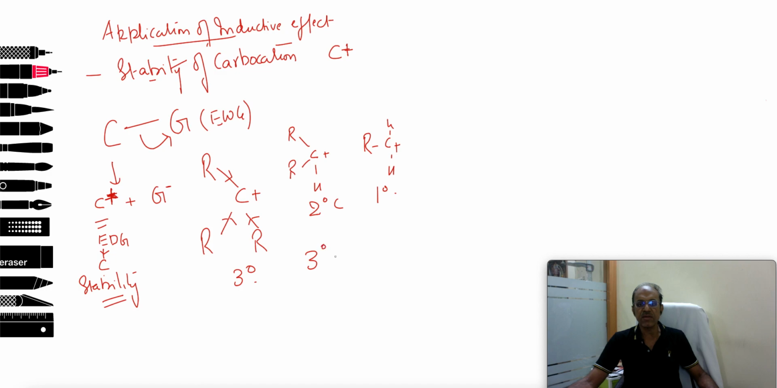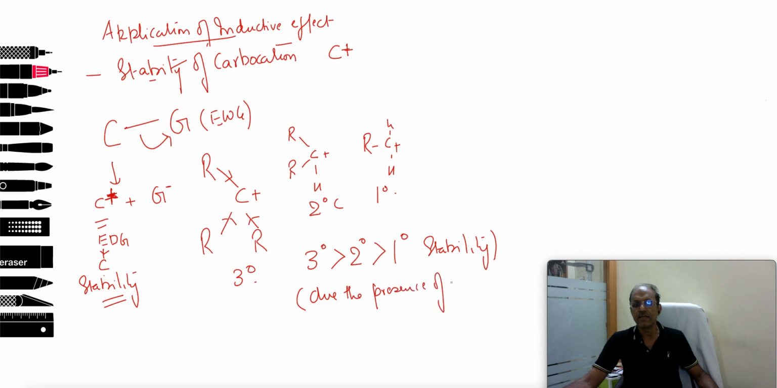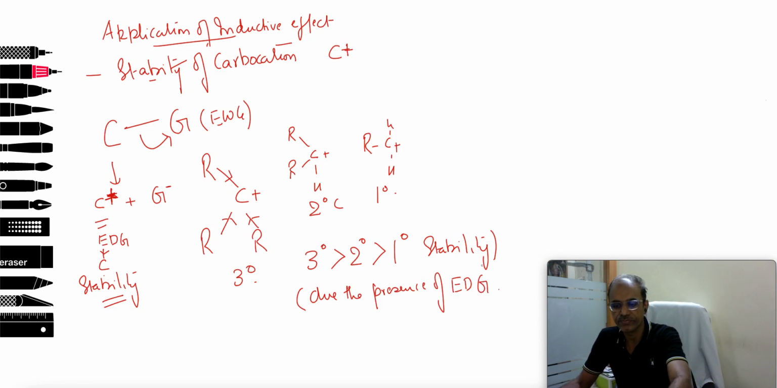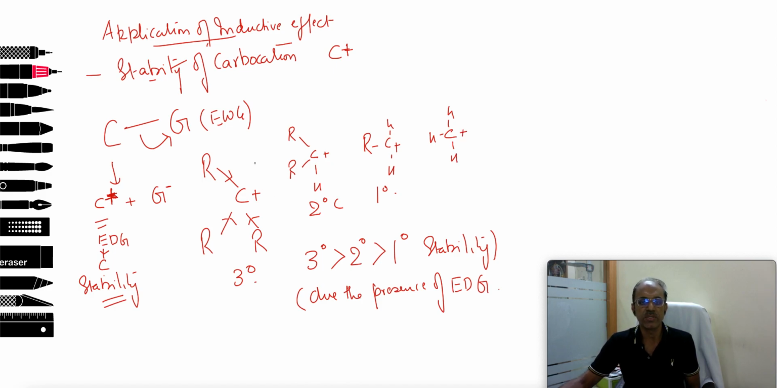So I can say tertiary carbocation is more stable than secondary, which is more stable than primary. Why? Due to the presence of electron donating group. Fine? Electron donating group. And similarly, obviously no doubt about it, methyl will be the least. This goes without saying. Methyl will be the least. Fine? So it will be like that, then like that, and then like that. Fine?